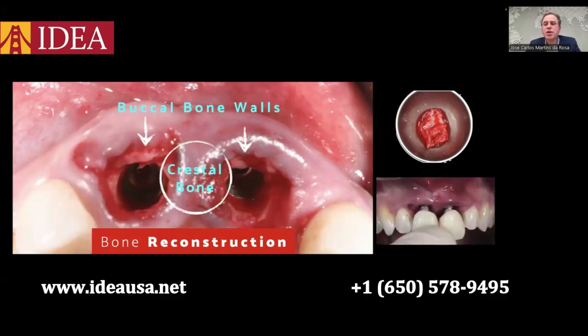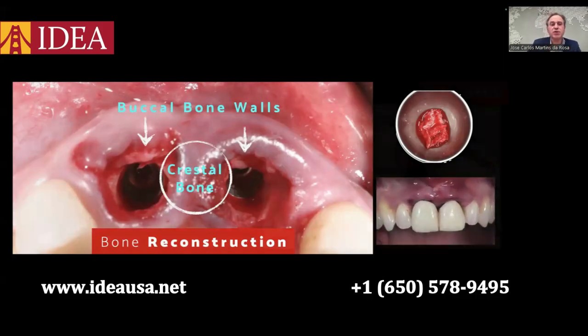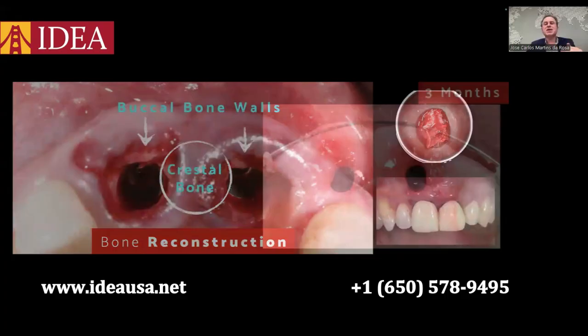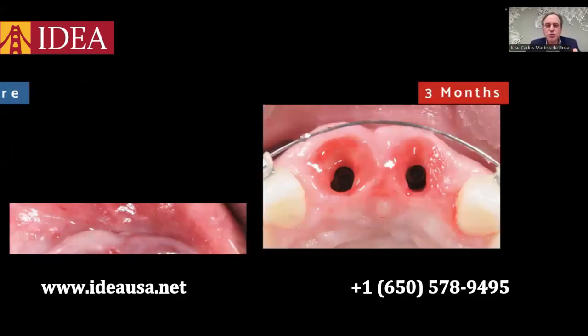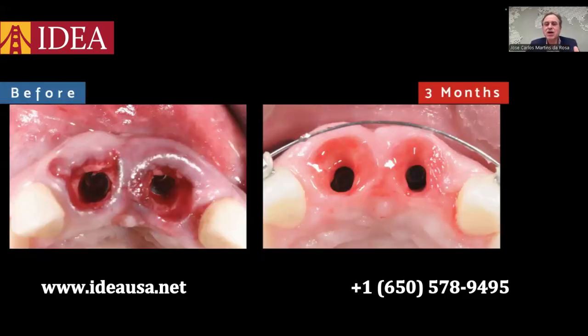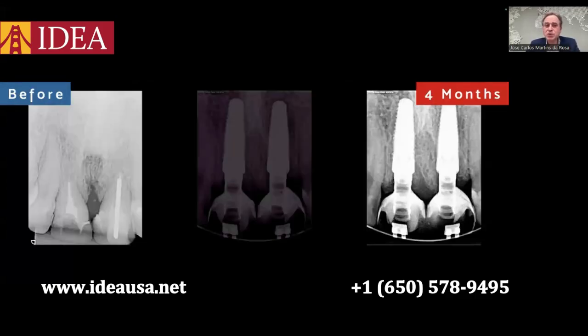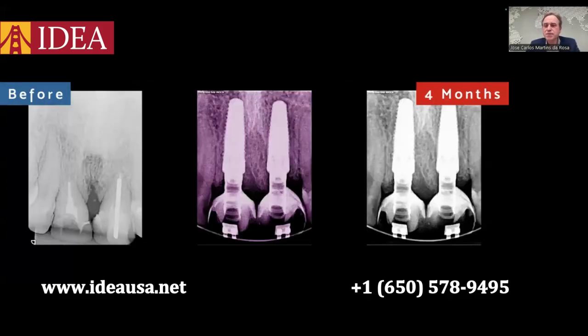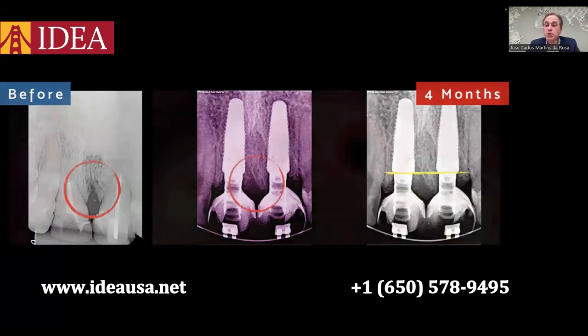So this is the post-op after 3 months. If we make a comparison with the day of the surgery, it's very easy to realize that we have the maintenance of the volume of soft tissue. So this is the X-ray before and after 4 months. We have the bone stability, the mesial distal aspect, and this is the new crestal bone completely remodeled between these 2 implants. So let's focus on the periodontal biotype.